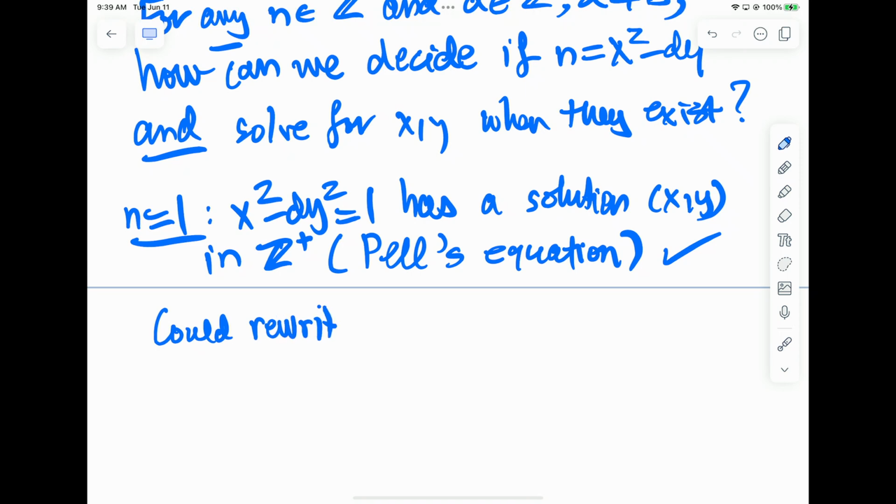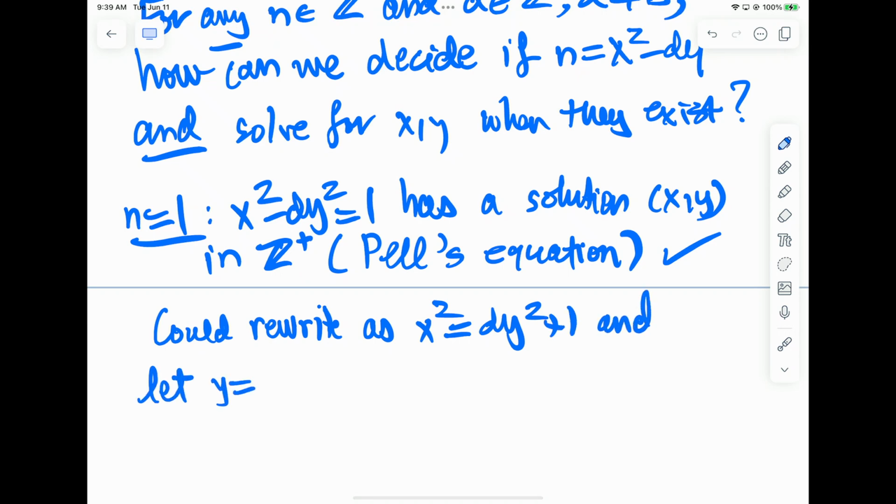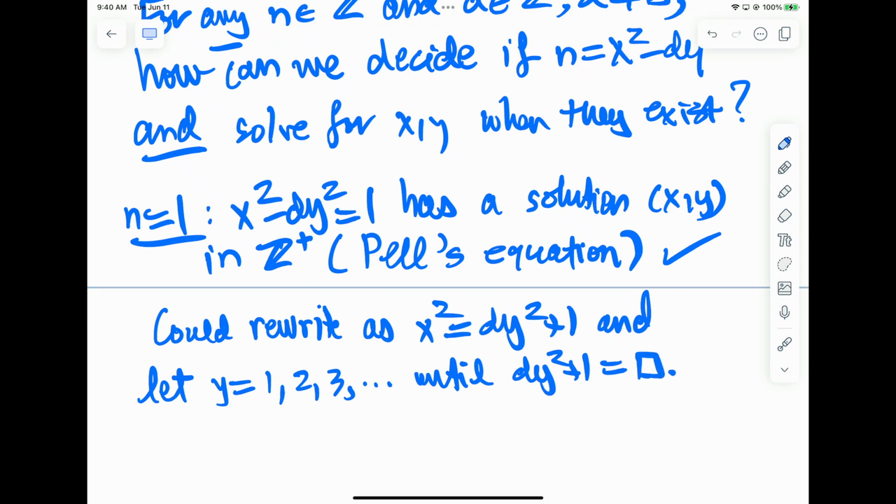If you don't know what that means, you could rewrite this as x squared equals dy squared plus 1. And you just start hunting. y equals 1, 2, 3, until you discover dy squared plus 1 is a square. And then you declare that to be x squared, and you found your solution. Now, this will terminate, this will work because there is a solution, but this kind of brute force search could take a while because even if d is relatively small, the first x and y solutions could be quite large. So the continued fraction method is a better overall technique.